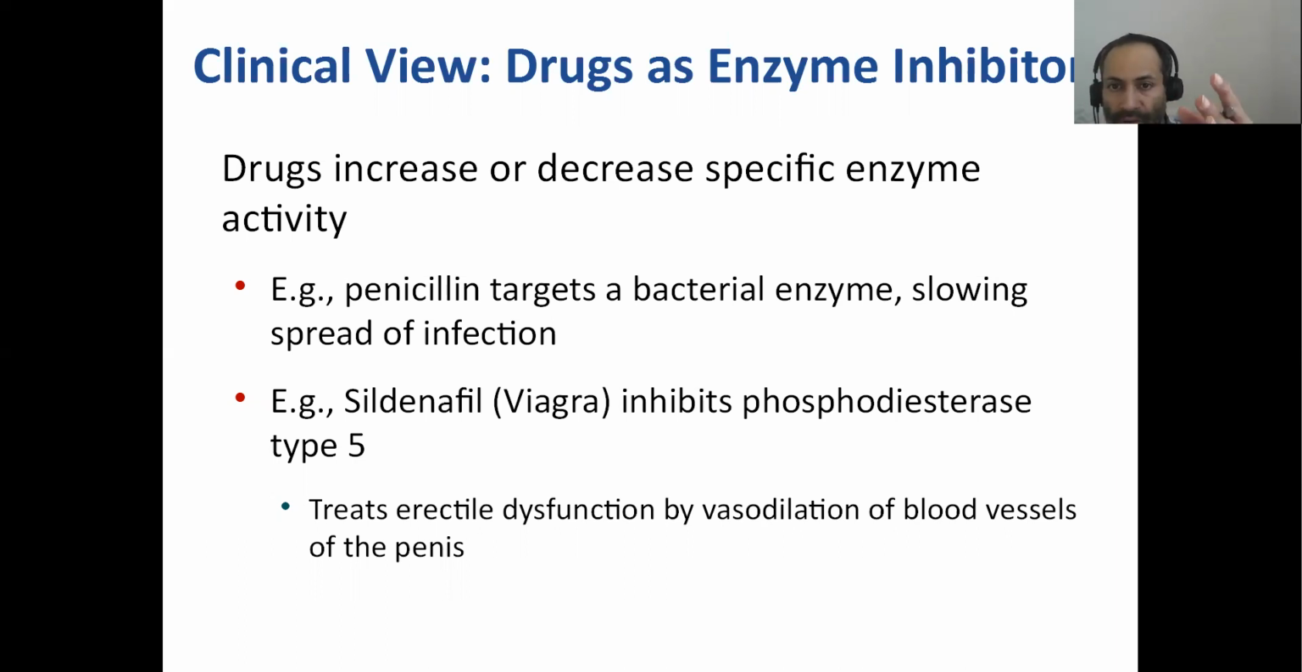So now again, focus on the name, phosphodiesterase type 5 inhibitor. So in other words, this drug, which is Viagra or sildenafil, actually inhibits the enzyme called phosphodiesterase. So what does the enzyme phosphodiesterase do? It breaks down the phosphodiester bonds between nucleotides, all right?